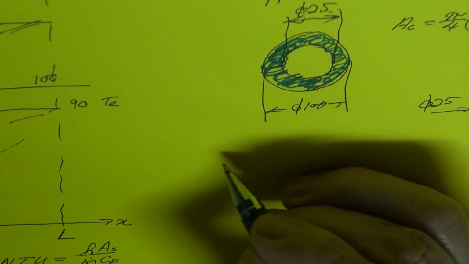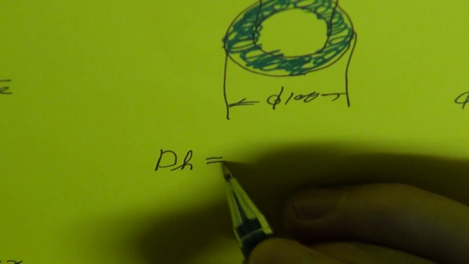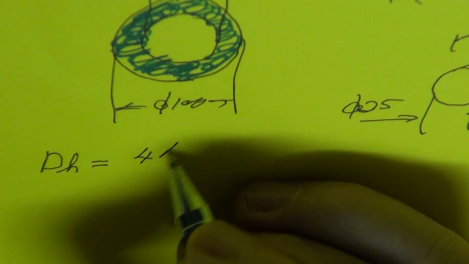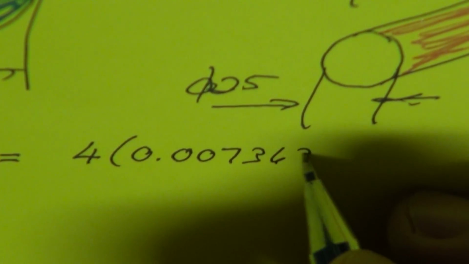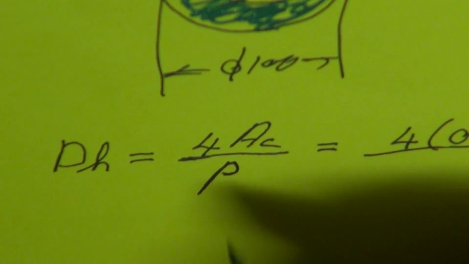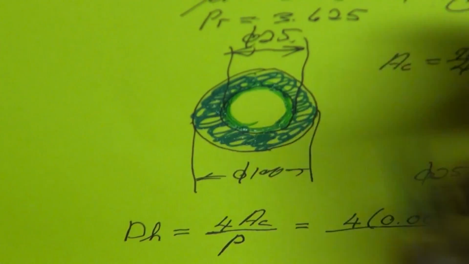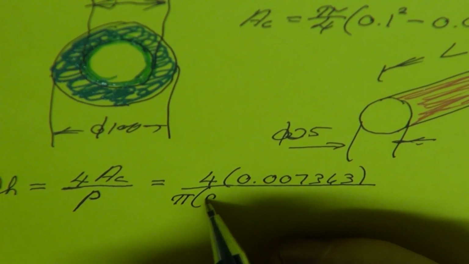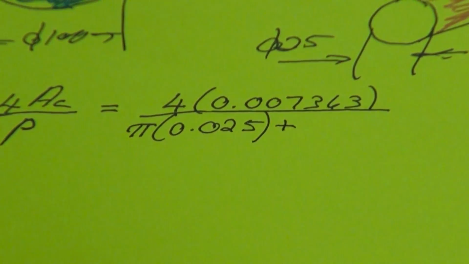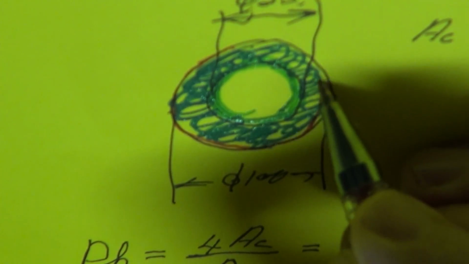The other quantity which is also very important in this specific case is the hydraulic diameter. The hydraulic diameter, per definition, which we've done in theory and which was also done in the fluid mechanics course, is equal to 4 times the cross-sectional area divided by the wetted perimeter. So that is equal to 4 times the cross-sectional area we've already calculated, 0.007363, and now divided by the wetted perimeter. And the wetted perimeter consists of 2 parts. It is this perimeter here on the inside, okay, so that is wet. So that would be equal to pi multiplied by the inner diameter, 0.025, plus that perimeter there.